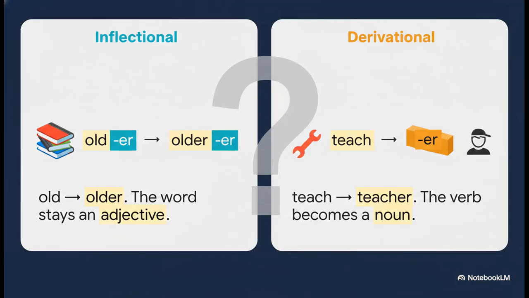On one hand, you can add "er" to an adjective, like old, and you get older. It's still an adjective, right? But then you take what looks like the exact same suffix, stick it on a verb like teach, and bam, you get a noun, teacher. So what's going on? How can one little suffix do two totally different things?